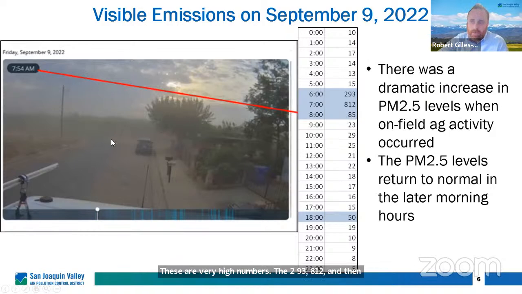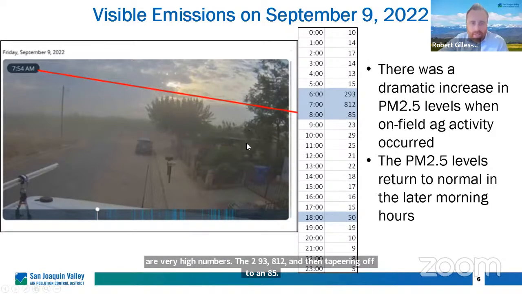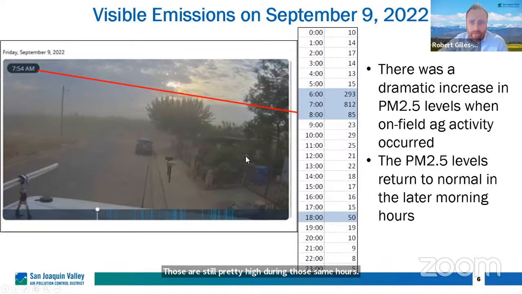During those same hours, this is an image that is the example of what we can see on the video surveillance at that same time. So there's definitely a very dramatic increase in the PM 2.5 levels when the on-field activity was happening. And then at some point they returned to normal.